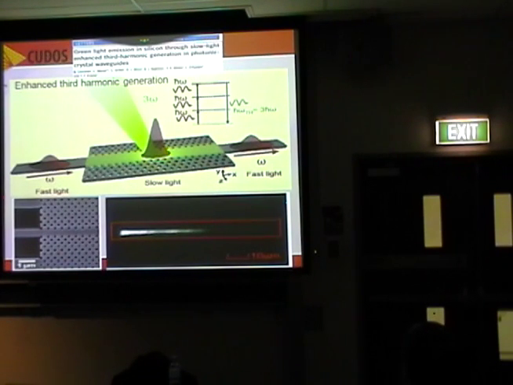But what's going on here is you're getting 3 omega generated. It's not surprising that a structure like this would scatter light out of the plane, because it's finite in its spatial extent. But it turns out you can calculate from band structure and find that the angle at which it is ejected is consistent with phase matching.